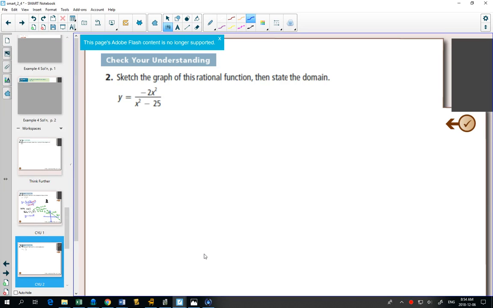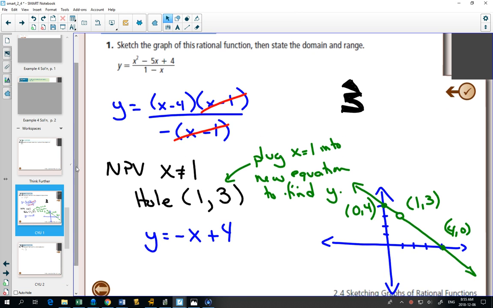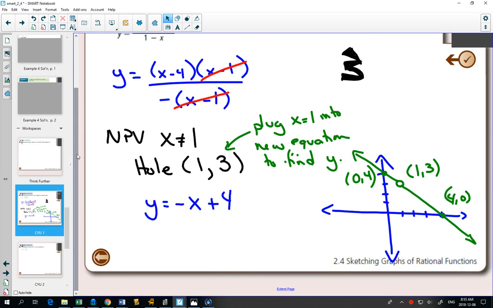Example 2, we want to sketch another rational function. Did the last one tell us the domain? Oh, we forgot the domain and range. We'll quickly go back and do the domain and range. Okay, and we can see now on this video that we were supposed to do question number 3, which is obvious by that beautiful looking 3.